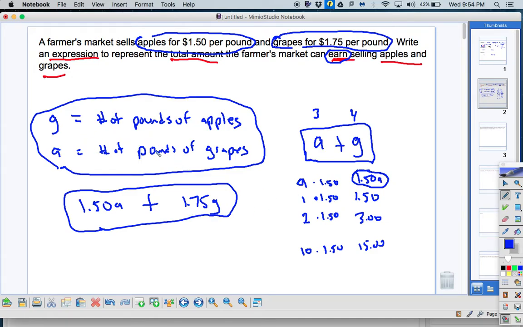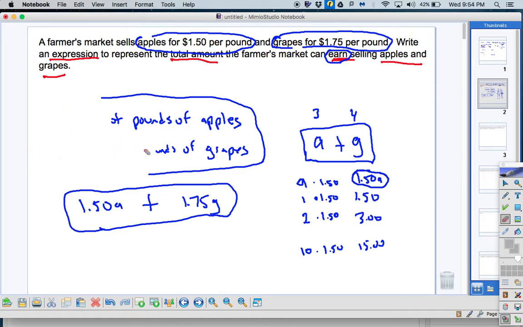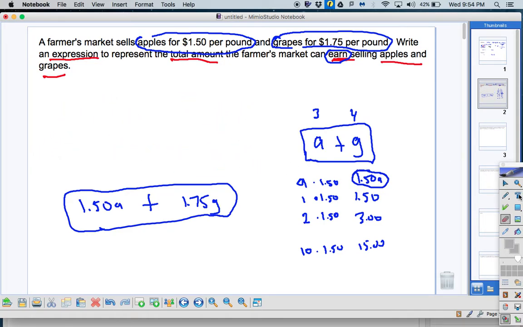Because if we get rid of this completely, then I don't know if you're right or wrong. Okay, so let's say that this isn't here. This is what I typically see on work. It just says $1.50 A plus $1.75 G. I may assume that you mean apples and grapes, but maybe you mean something completely different. So if you don't tell me what A or G are, I can't tell you if this is right or not, even though it very well looks like it probably is right. So make sure you define your variables. So what is A? What is G? In this case, it was pounds of apples and pounds of grapes.